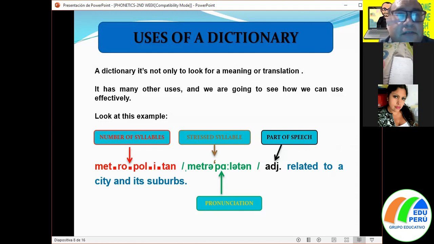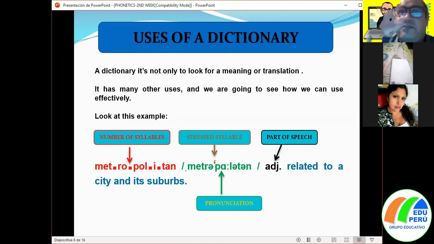But you have to check the other part. Oh, notice here, like it's also an adverb. This is very important, and the dictionary gives you this information. Maybe you're not using it properly. That's the problem, that you are using it just as a translator, and that's it.